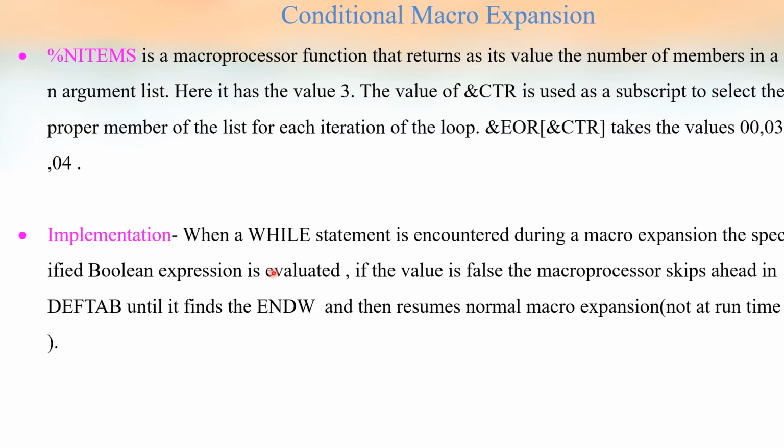Then the implementation of this while loop. When a WHILE statement is encountered during a macro expansion, first the condition is evaluated. If the value is false, the macro processor skips the code in DEFTAB until it finds an ENDW, and then resumes normal macro expansion. So these are done during expansion, not at runtime.